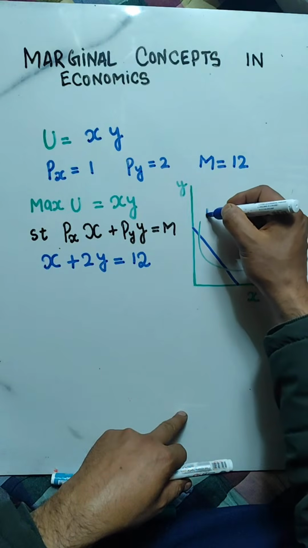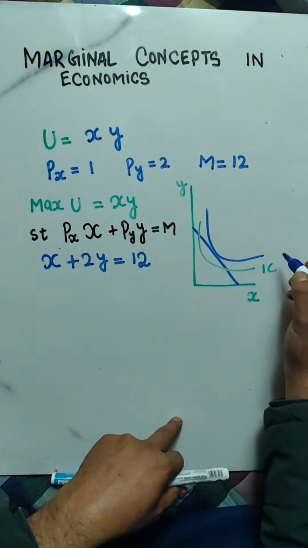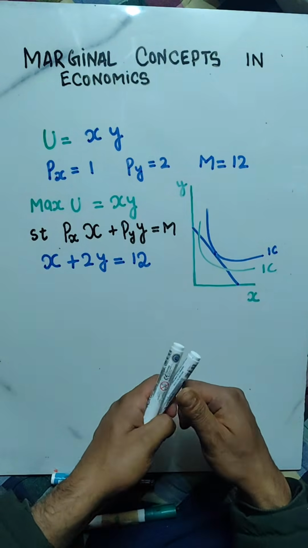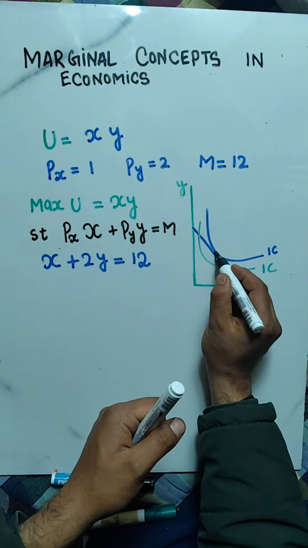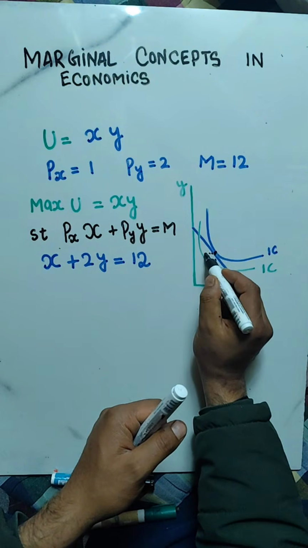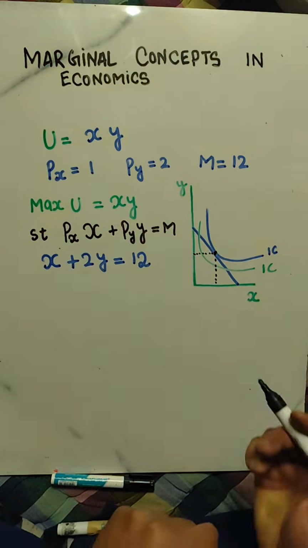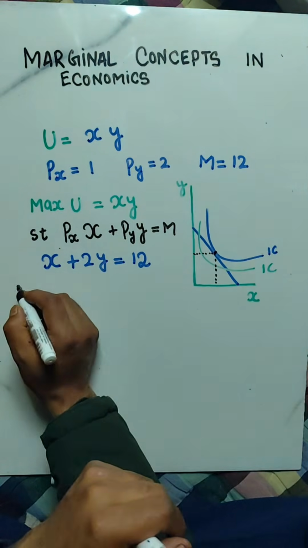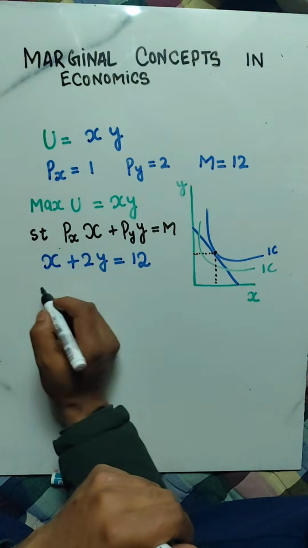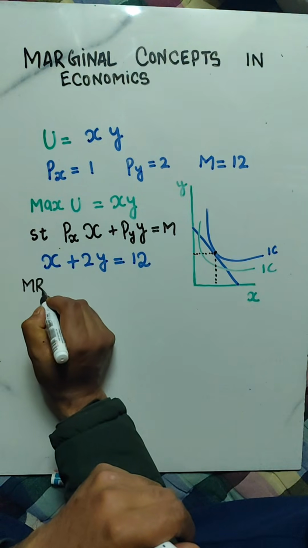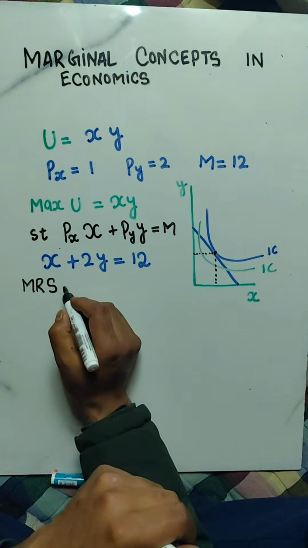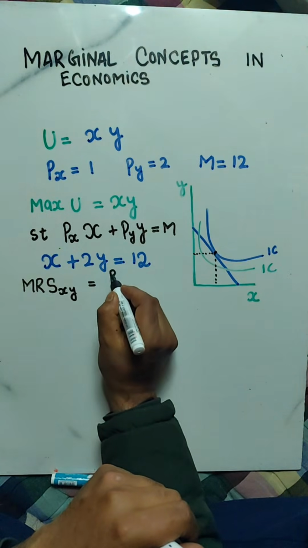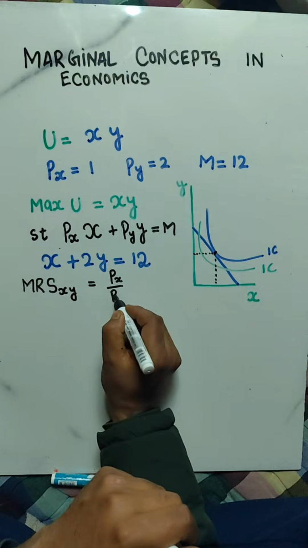Then what will be his optimal point? The optimal point will lie at a point where the indifference curve and the budget line are tangent to each other. Specifically at this point, the consumer will choose the optimal bundle of good x and y. So at this point, what condition is being satisfied? Let me write it here. The condition satisfied at this point is that the marginal rate of substitution between good x and y should be equal to the ratio of the prices, price of x upon price of good y.